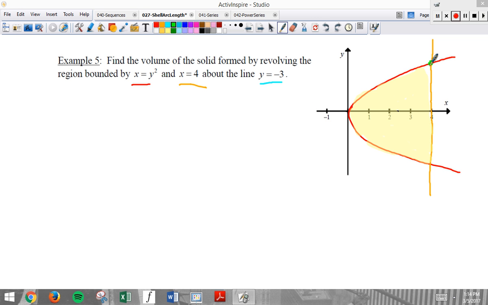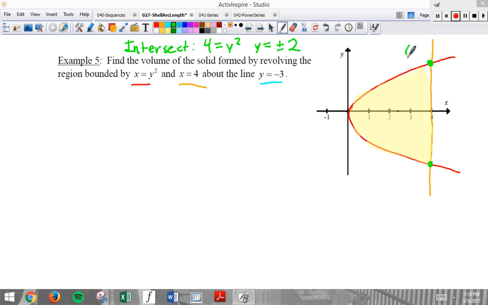Let's talk about where these intersections are. As always, how could I find these intersections? You can set the equations equal to each other. This is x, that's y. 4 equals y squared, so y equals plus or minus 2. I'll give you 5 guesses about which one of these is plus 2 and which is minus 2.